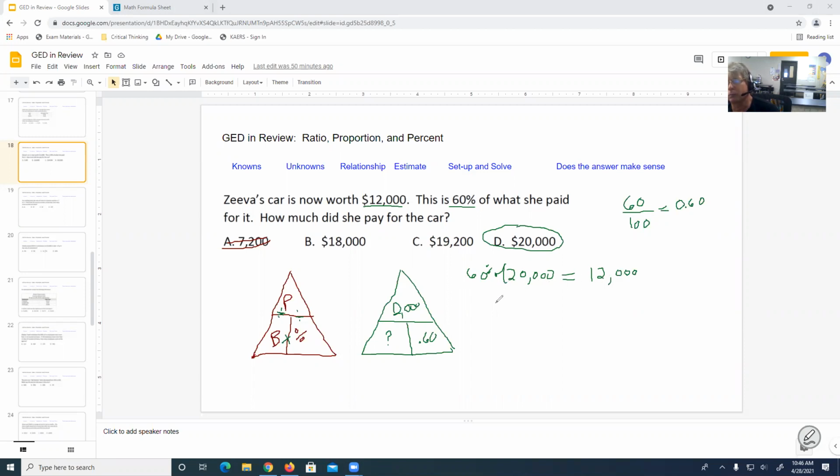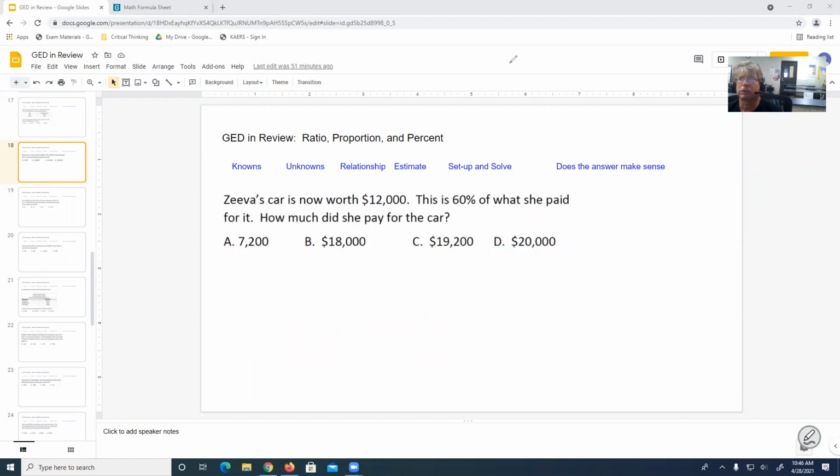And remember, the word of means to multiply. So if I want to verify it, 0.60 times 20,000, that should equal then 12,000. So we kind of see this problem is making sense to us. See if we can move on to the next question here.